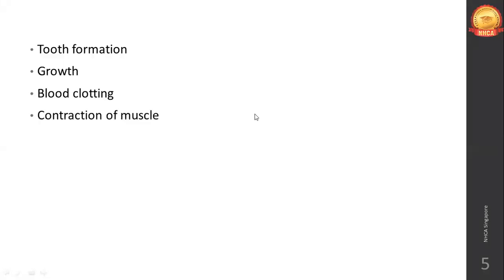Next is contraction of muscle. Calcium ions, along with certain proteins inside the cells, in the muscles or any cells, both form this contraction of muscle, whichever muscle, not just the heart muscle, in other parts of the body as well. To help in the contraction of muscle, calcium is required.